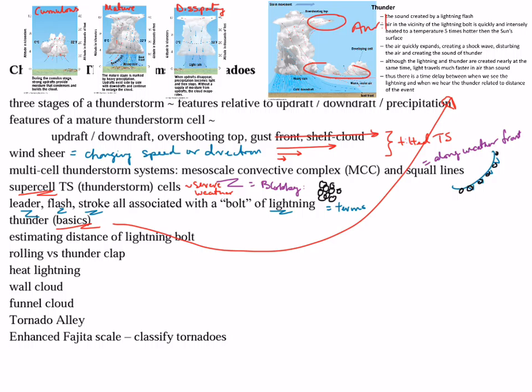Thunder is the audible part of lightning, and thunder happens because as electrons go from one point to another, they heat the air, and the air expands faster than the speed of sound. At the bottom of that slide, it talks about how the visible part, the lightning, can get to you before the sound does. So there's a delay between when you see it and when you hear it.